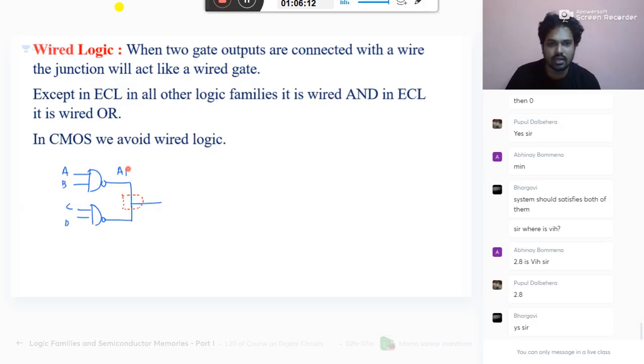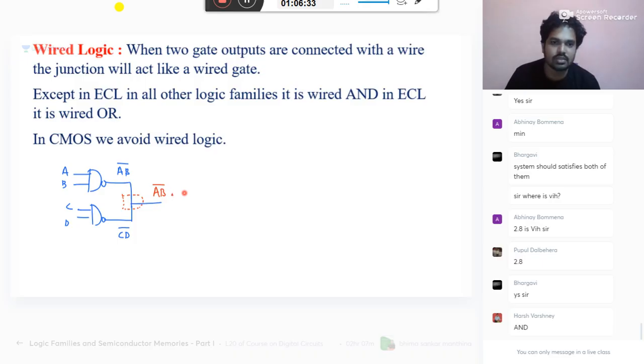What is the answer here? A, B bar. Here, C, D bar. What is the answer? A, B bar plus C, D bar. Okay. A, B bar plus, sorry, why plus? A, B bar dot C, D bar.